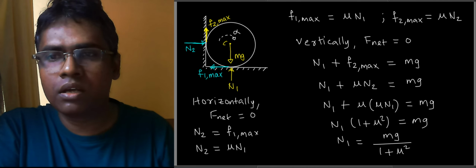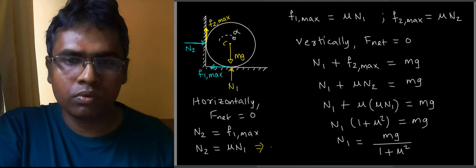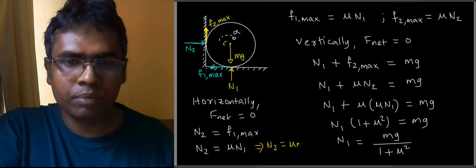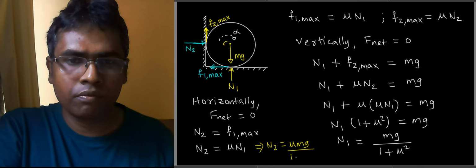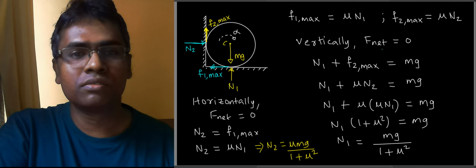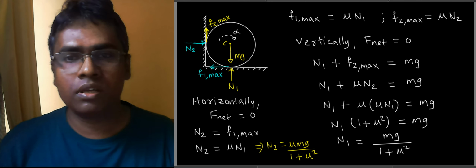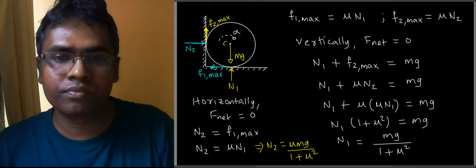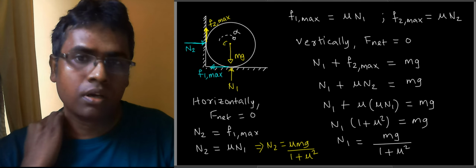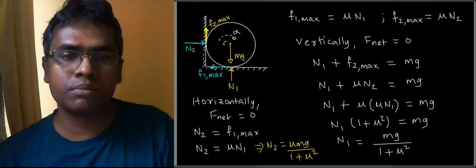So once you get N1, we have N2, which is simply mu times this. So you have mu mg by 1 plus mu square. Now that we have N1 and N2, we have the friction forces, right? So now let's go back to the first equation and transfer these normal values and friction values to that equation. So F1 max is mu times N1.